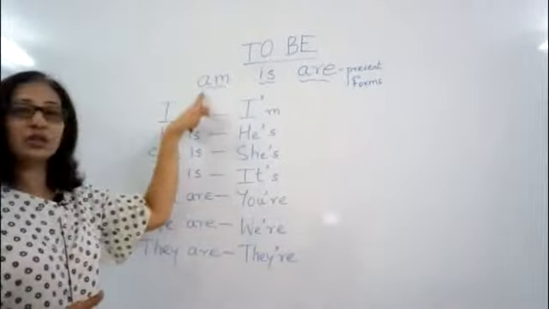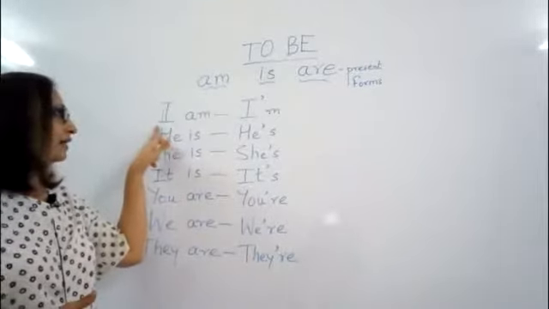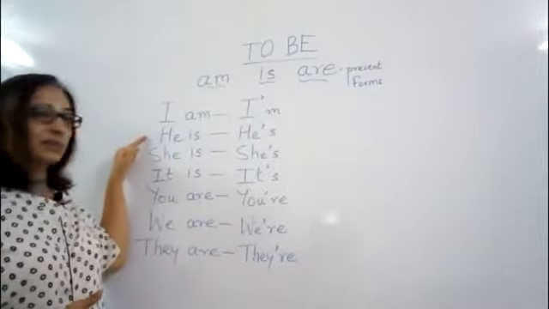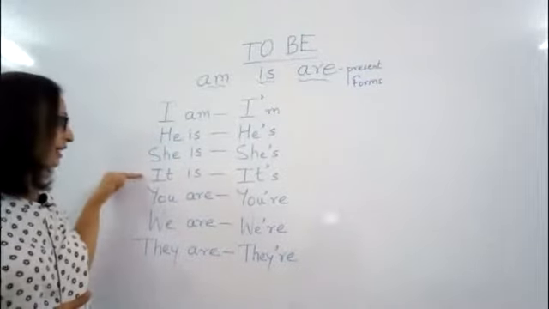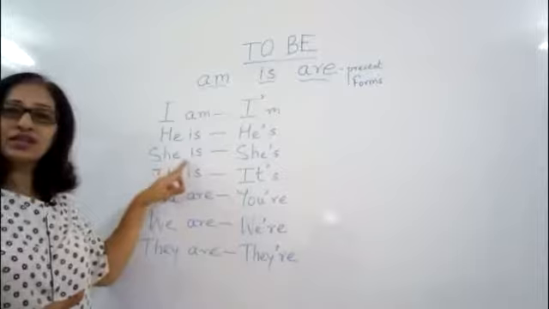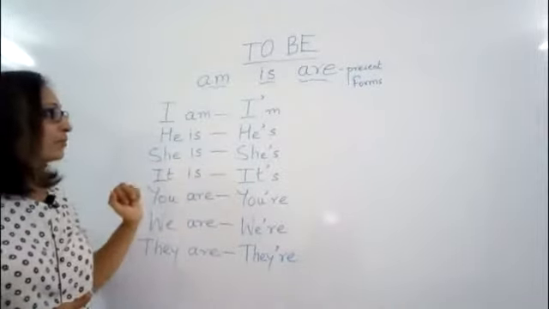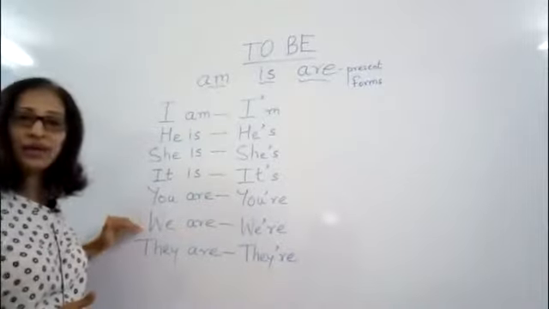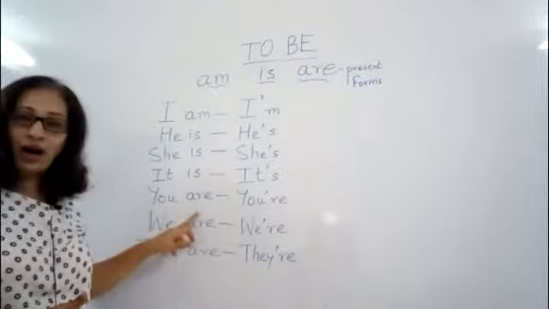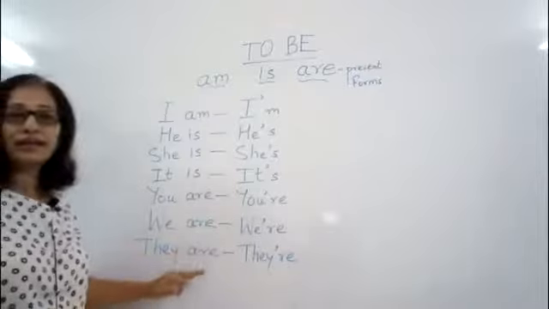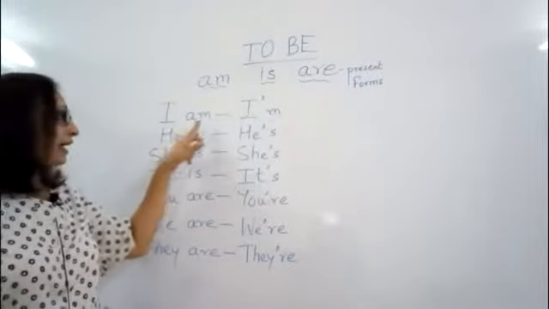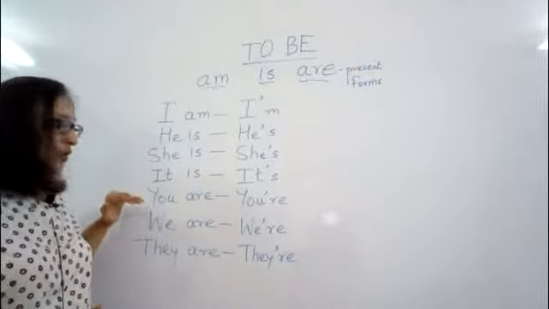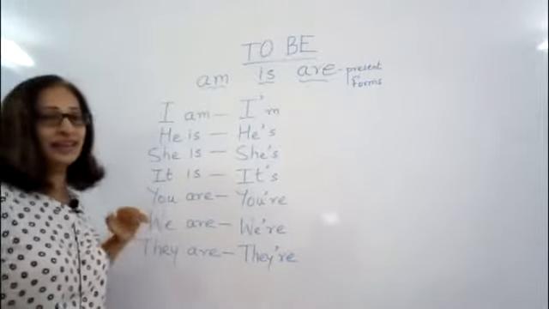Now am is used with I: I am. Is is used with the subjects he, she, it: he is, she is, it is. Are is used with the subjects you, we, they: you are, we are, they are. Okay, I am, he is, she is, it is. You are, we are, they are.